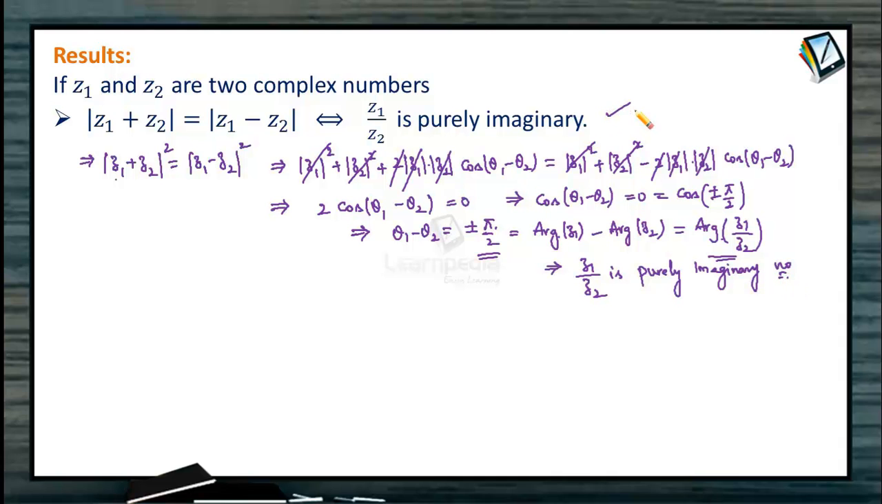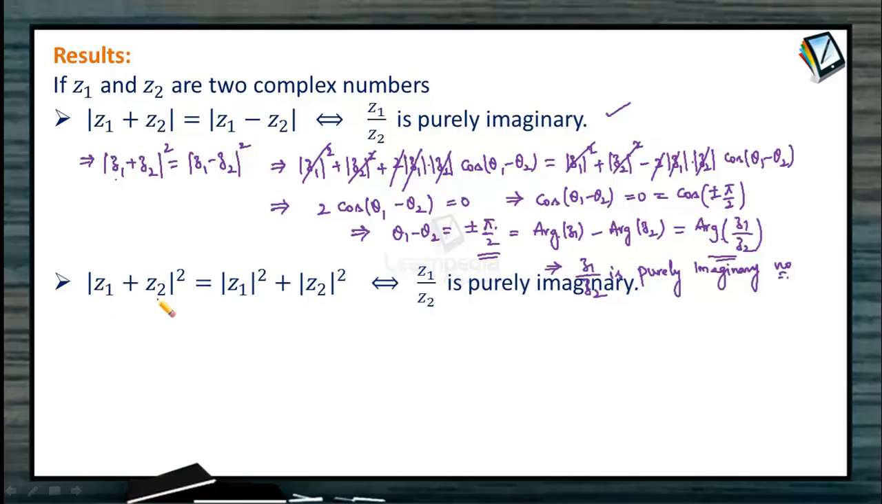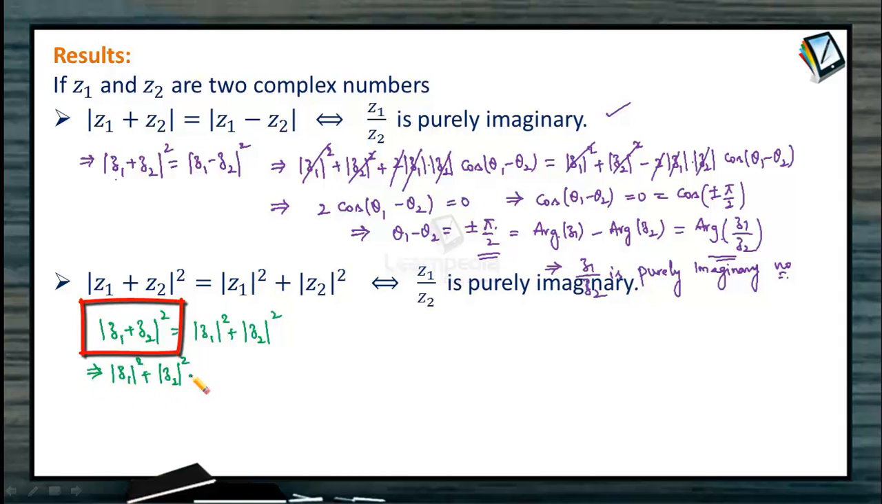Let's see one more important observation on the similar lines. Mod of Z1 plus Z2 whole square equal to mod Z1 square plus mod Z2 square. Then also Z1 by Z2 is purely imaginary. Now given condition says mod of Z1 plus Z2 the square should be equal to mod Z1 square plus mod Z2 square, right? But we have an expansion for mod of Z1 plus Z2 whole square. What does it say? It is mod Z1 square plus mod Z2 square plus 2 times mod of Z1 into mod of Z2 times the cos of the difference of the arguments. This should be equal to mod Z1 square plus mod Z2 square.